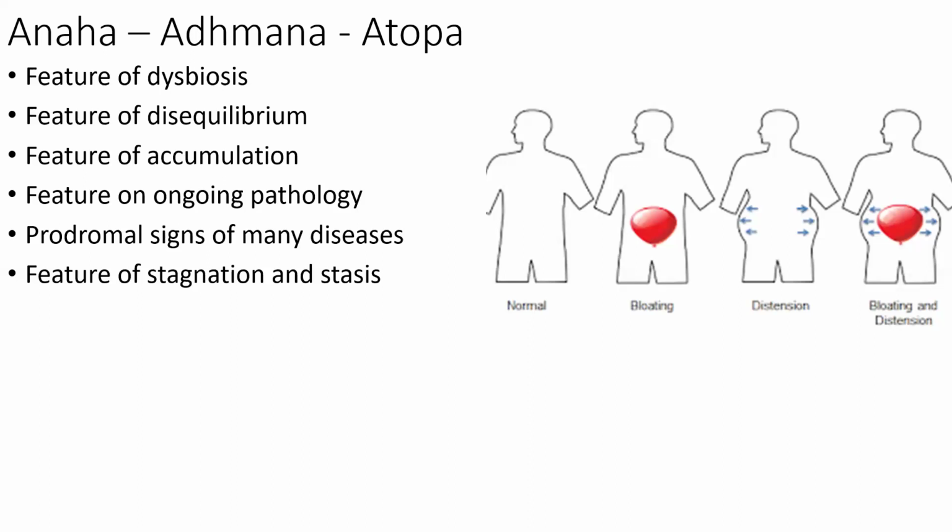Prodromal signs of many diseases. It can be the Purva Rupa of many diseases, as in the case of Atisara, where it is one of the Purva Rupa. A feature of stagnation and stasis, it can be one of the Rupa in Udara. The same is the Purva Rupa in Atisara. It can also be one of the symptoms, a Purva Rupa, in Amamata also. In the case of Kumbha Kamala, it can be a feature as Upadrava also.